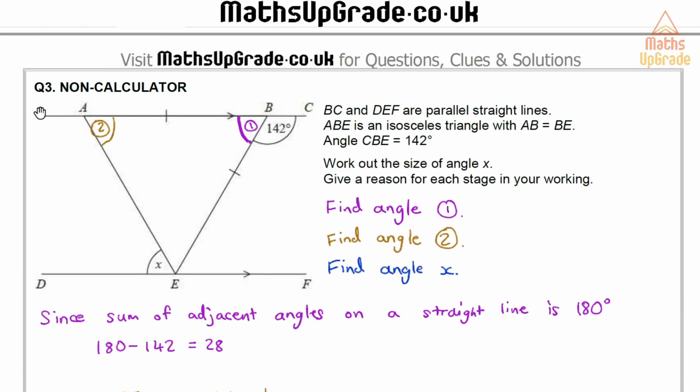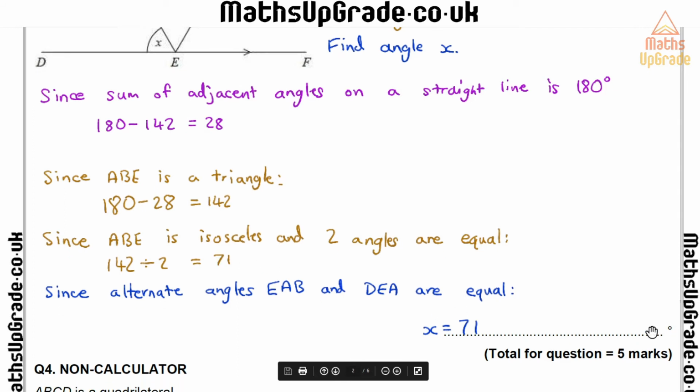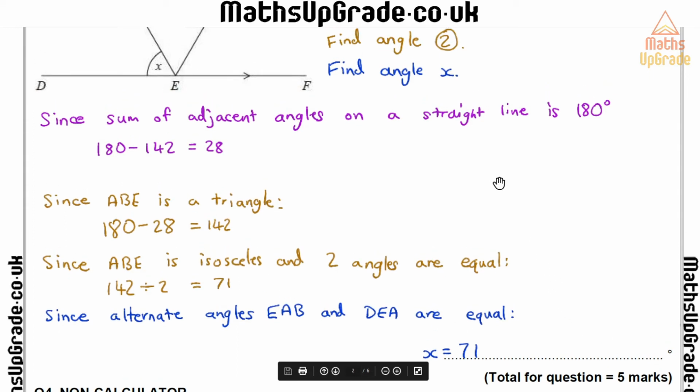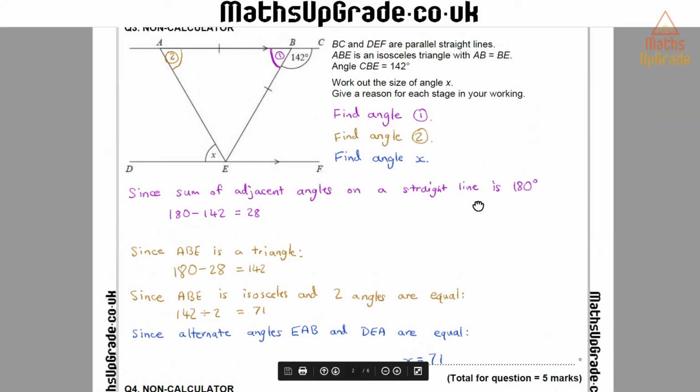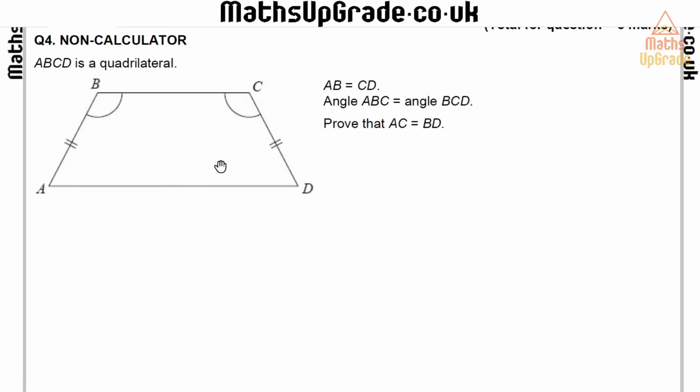Now, I'm going to use the fact that line ABC and line DEF are parallel. Because they're parallel, these two angles, angle 2 and angle X, are alternate angles, and alternate angles are always equal. So because they're equal, angle X is also 71 degrees. So that is 5 marks for that question. I'll just zoom out so you can see it. Okay, best of luck. Question 4, it's a 4-mark question, and it states that ABCD is a quadrilateral.